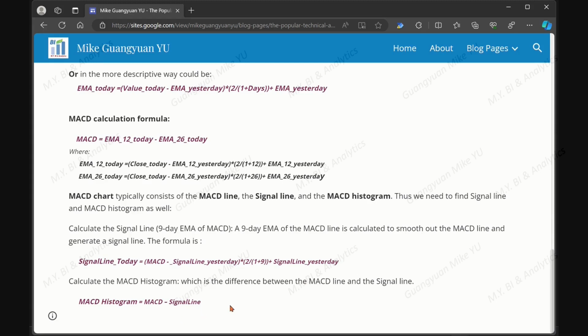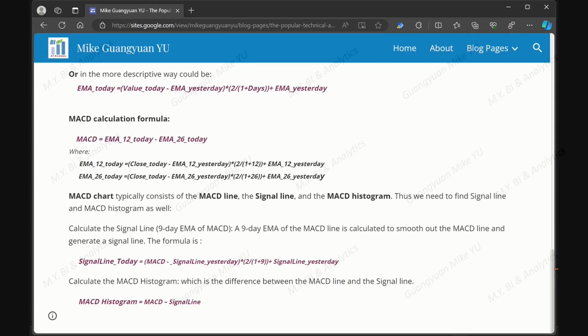Step 5. Calculate the MACD histogram, which is the difference between the MACD line and the signal line. Hence, the resulting MACD chart typically consists of the MACD line, the signal line, and the MACD histogram.